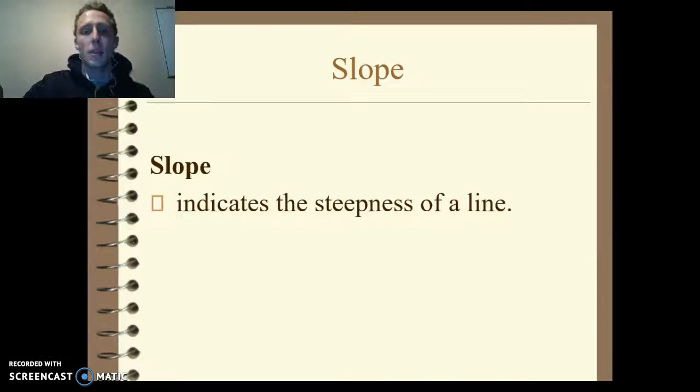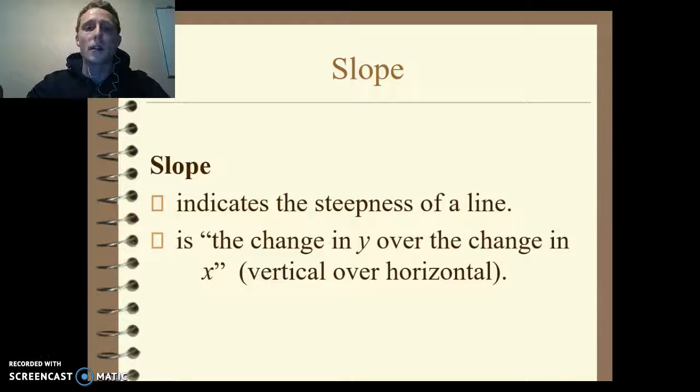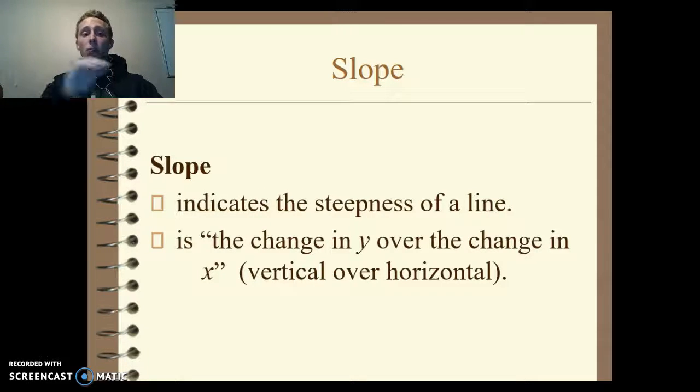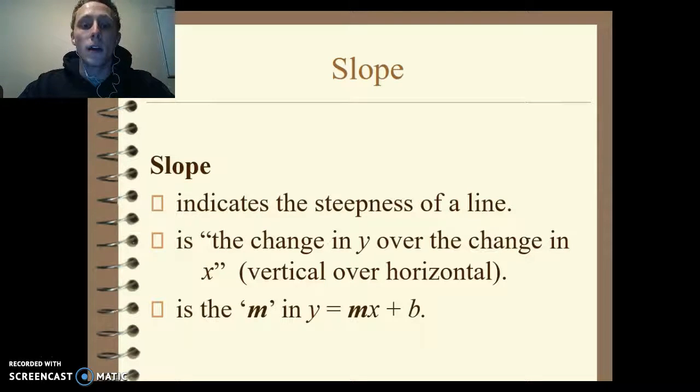Now, that's not really very mathematical, so let's define that in mathematical terms. The slope of a line is the change in y over the change in x. Basically, how far are we going to change vertically, going up or down, and how far are we going to change horizontally, going left or right. If you look back at what we were doing the other day with the linear function, whenever we identified m, that's slope. So our m is our slope.